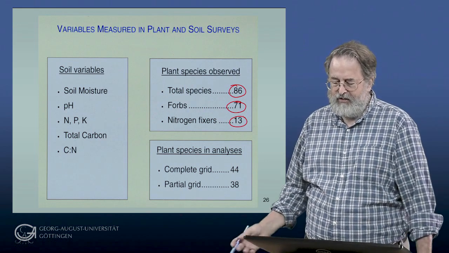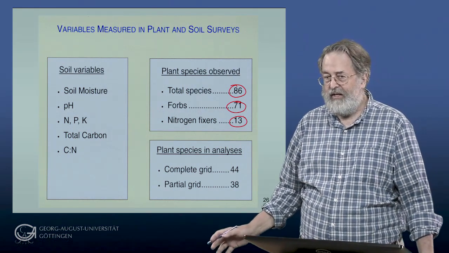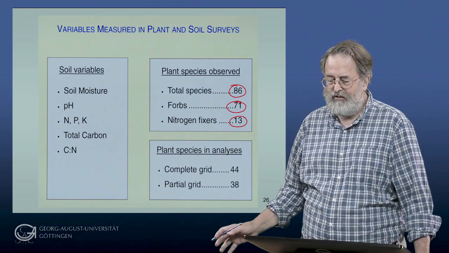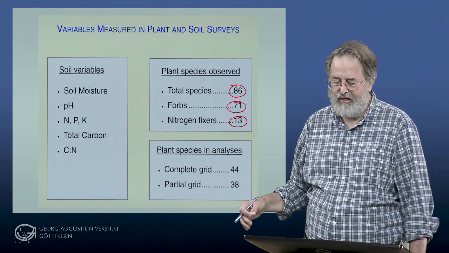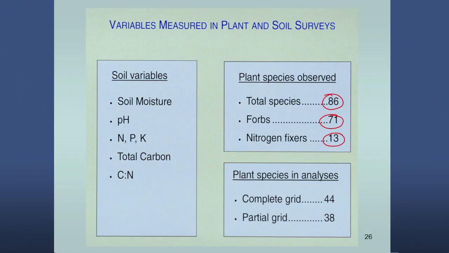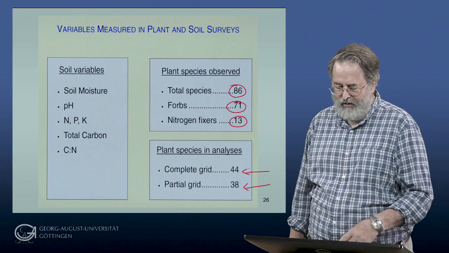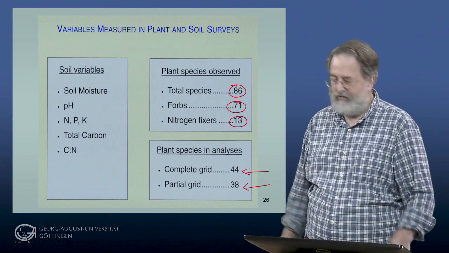In the analysis, we didn't take any information from all of the species because some we knew were there but were never hit by a pen flag. They didn't enter in. So in the overall analysis grid, there were 44 species, but in the part that we studied, which was only where there was gopher activity, there were 38 plant species involved.